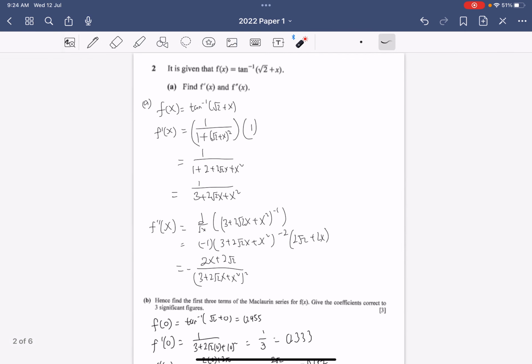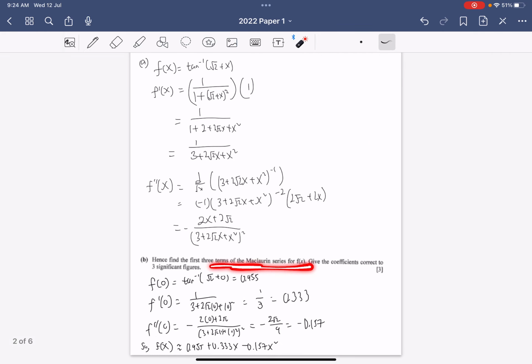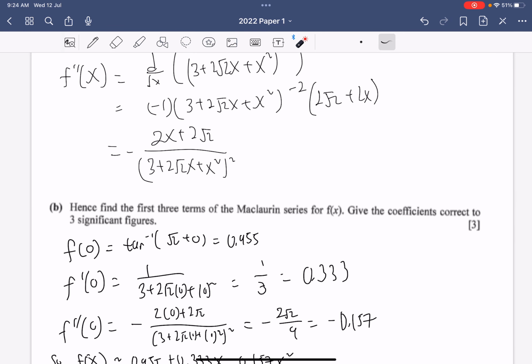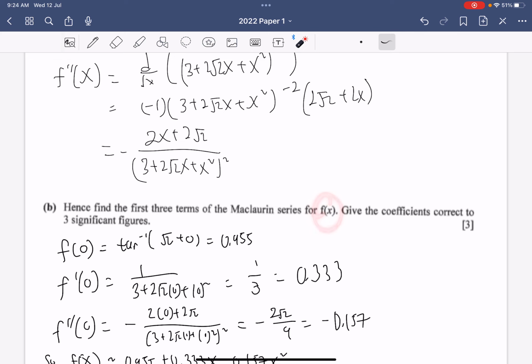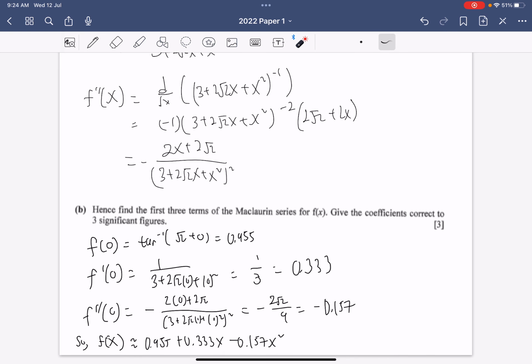And so that's how you do this portion 2 part A. And part 3 is asking you to find the Maclaurin series. And basically the Maclaurin series is approximating this function f(x) near the point 0 with a polynomial. So you can imagine, I'm not sure how the graph will look like, but you can imagine it to look something like that. And you just want to find the point near here.